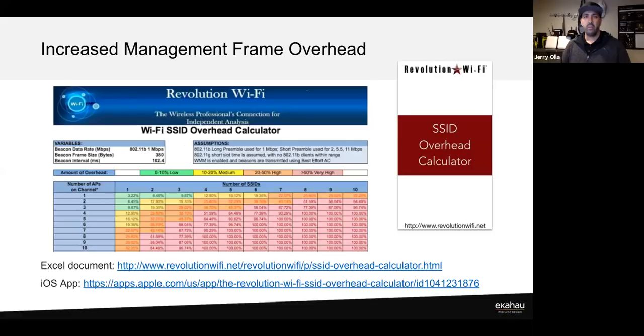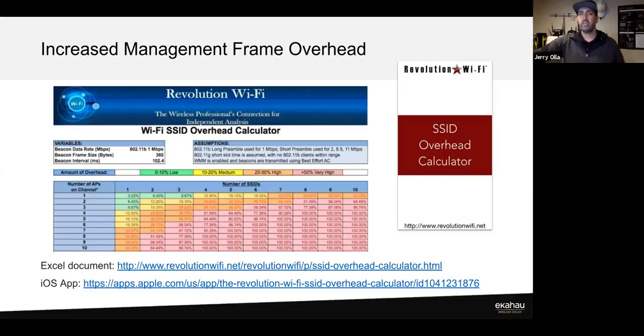So yeah, let's talk about management frame overhead as part of this as well. One of the tools that I wanted to talk about is this SSID Overhead Calculator that I think is really useful. This thing's been around for a while. Andrew von Nagy put this together, and it's on his blog, Revolution Wi-Fi. There are actually 2 different versions of it: the Excel document, and also an iOS application.